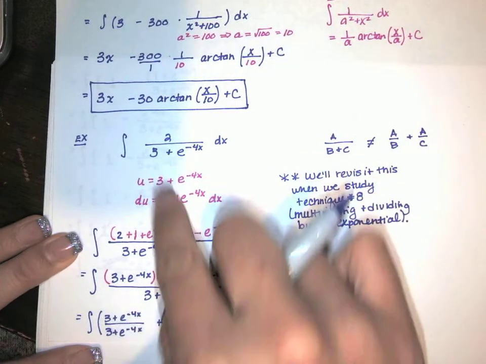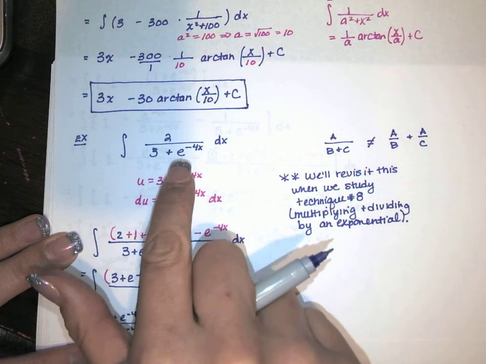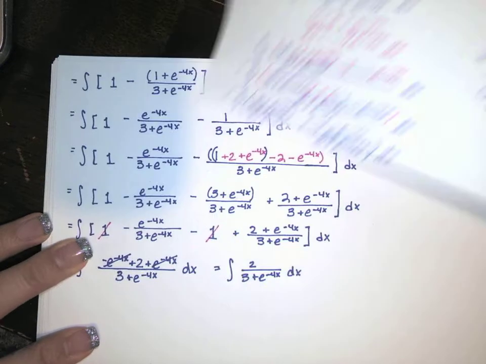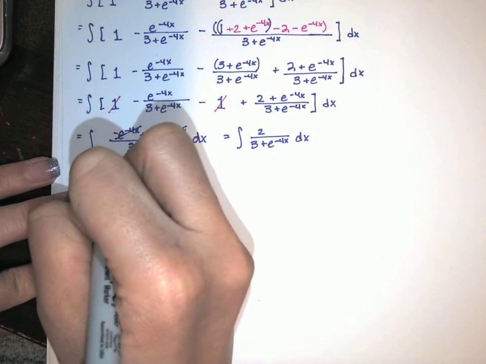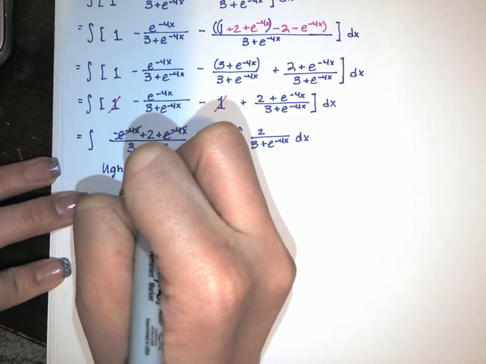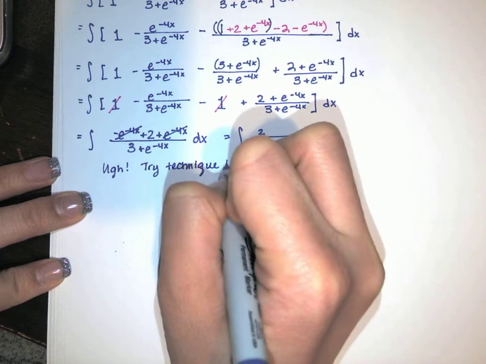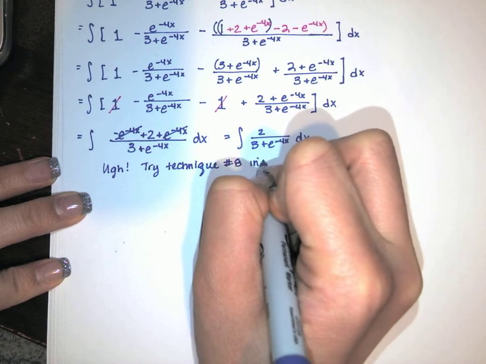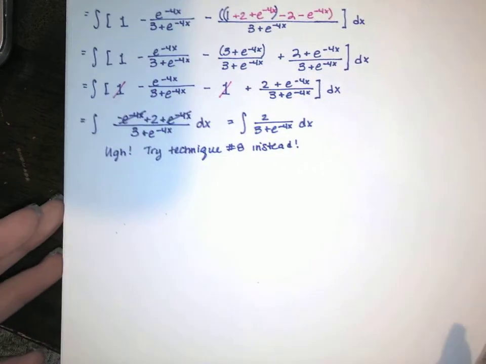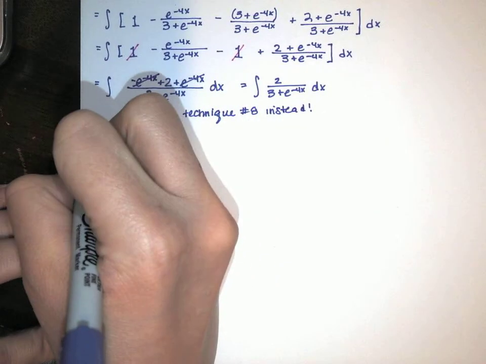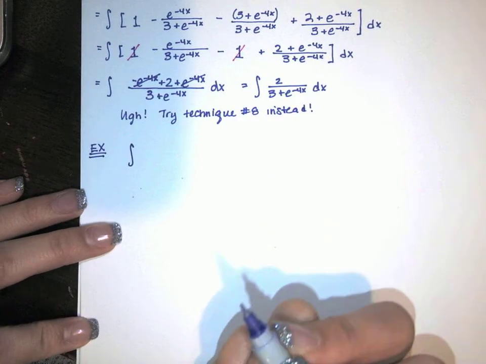Okay, so let me show you how we would solve this very similar problem where that 2 is replaced by a 3. Just leaving this for your notes. Try technique number 8 instead for this problem. Okay, so here's a problem where adding a well-chosen 0 does work.